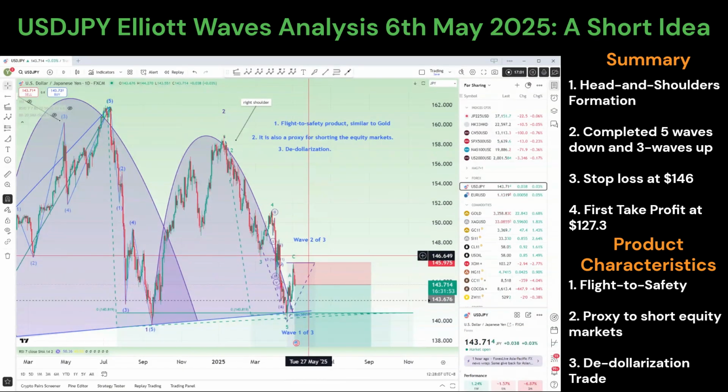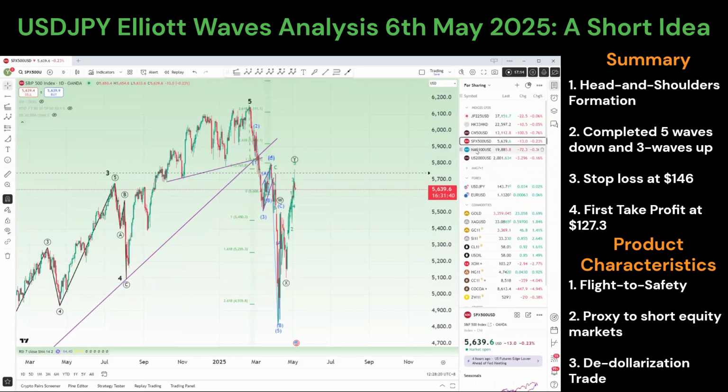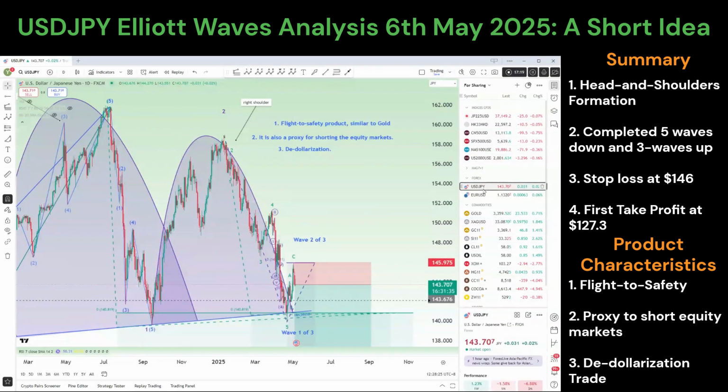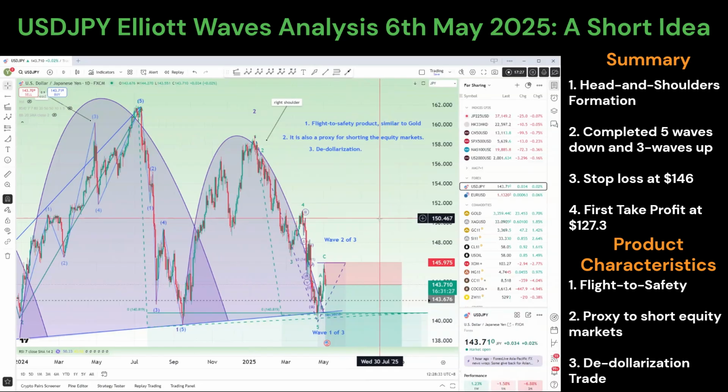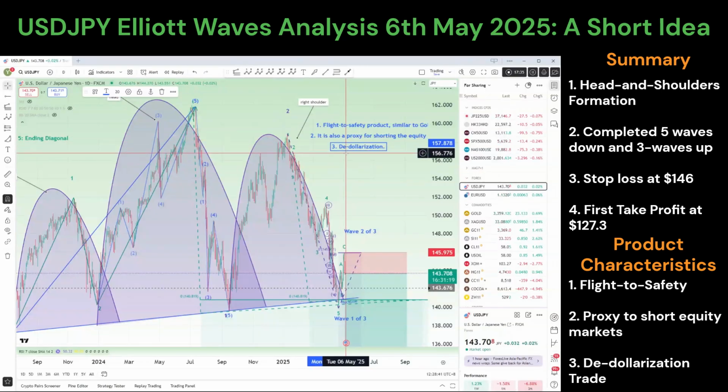One of the good things about dollar yen is that it is very, very liquid, so you will rarely have a slippage problem. Okay, CFD for indexes, for example, right, sometimes you will face huge slippage, right? So dollar yen as an FX product and one of the most traded currency pairs in the world, right? You will not have slippage problem. Okay, then yeah, so I was talking about flight to safety, proxy for shorting equities, and then de-dollarization, right? Because you are short dollar, long yen.